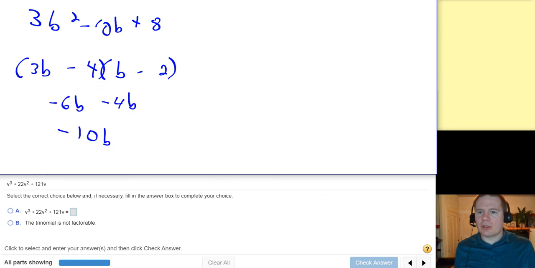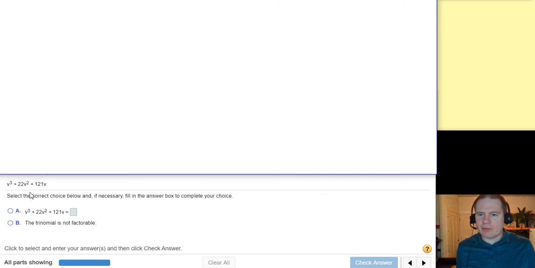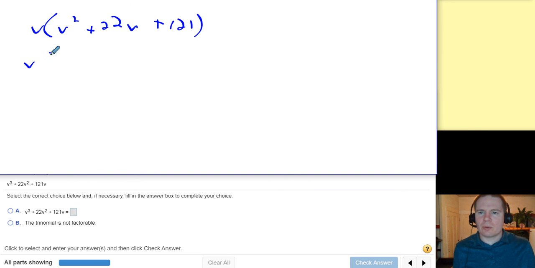All right, v cubed. The first thing I notice here is that I have a v as a common factor. This has a v, that's got a couple of v's, that's got a few more here. So that v can factor out. That leaves v squared plus 22v plus 121. And I recognize that's a perfect square. 11 squared is 121. 11 times v is 11v. Double that, I get 22v. There we go. So it's v times v plus 11 squared.